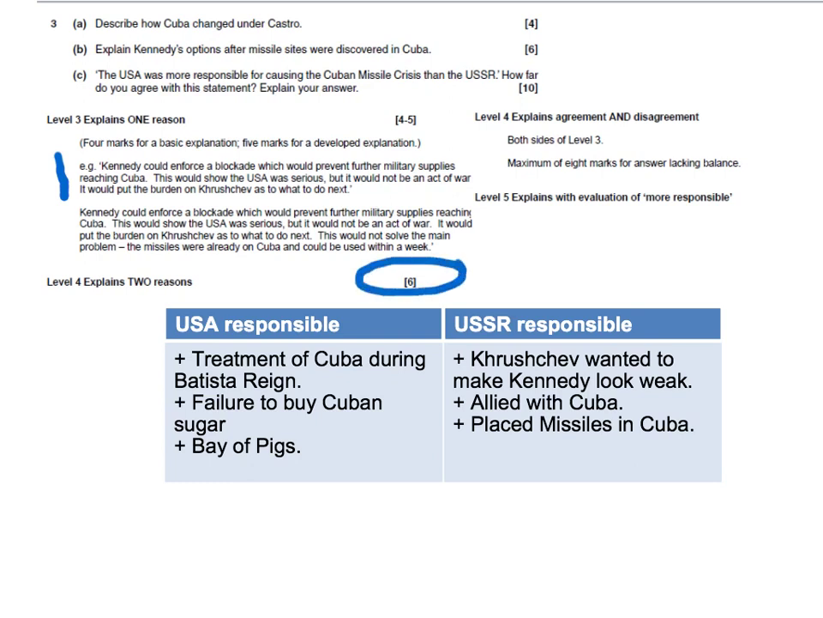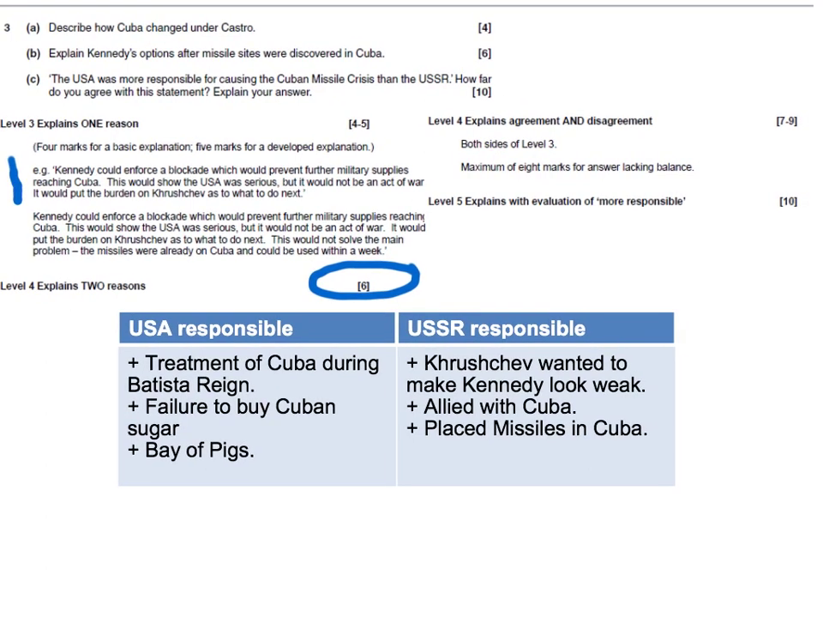Now in C, the USA was more responsible for causing the Cuban Missile Crisis than the USSR. How far do you agree with this statement? Explain your answer. Obviously, we can see the same mark scheme being applied here, although we can't actually see the marks. Let me just move it across. There we go. So 7 to 9 marks is doing both sides, explaining why each country was responsible for the Cuban Missile Crisis. And then 10 marks for saying who was more responsible. So we should always be putting a conclusion in and trying to achieve that.